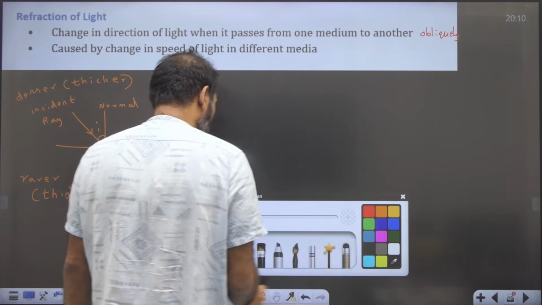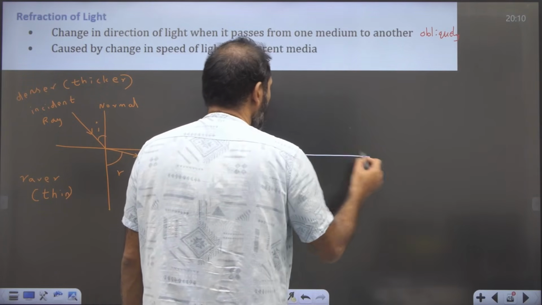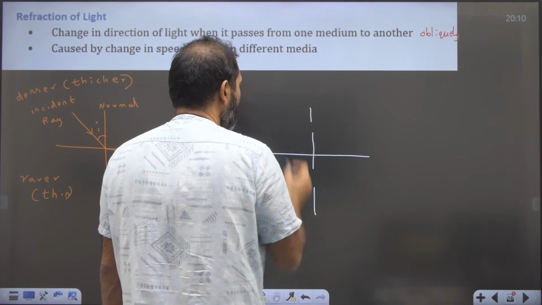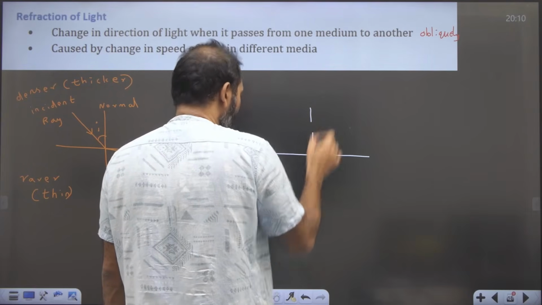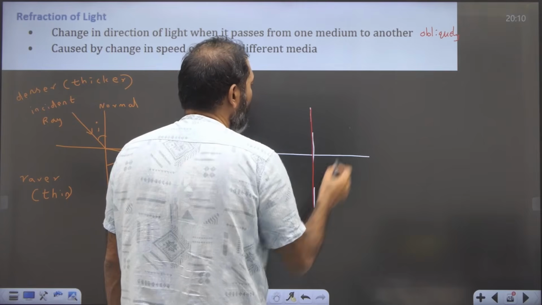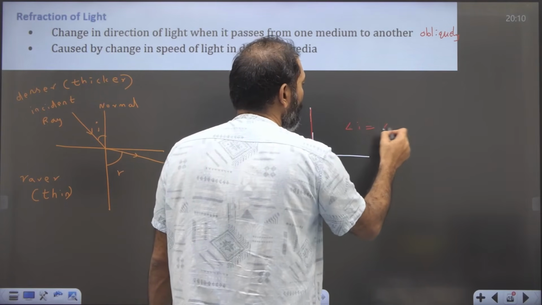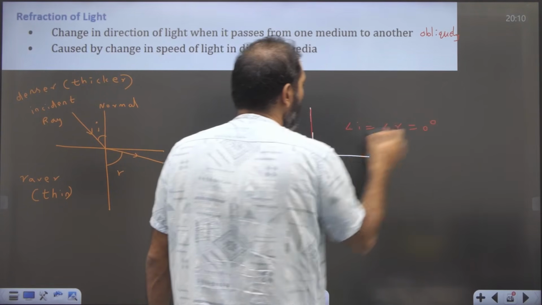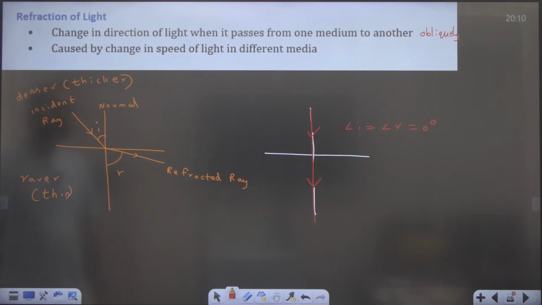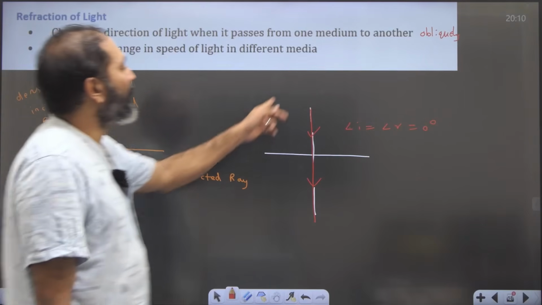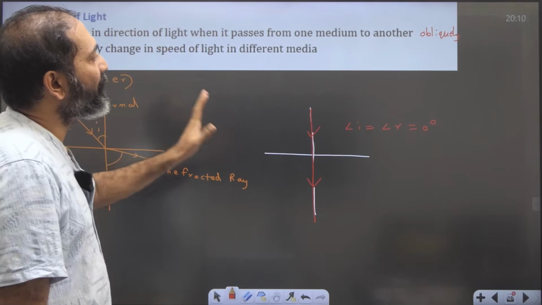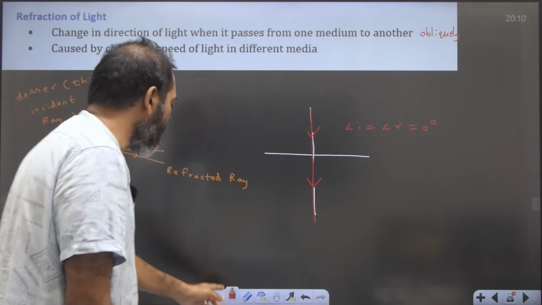Why am I so particular about that correction? Suppose a light ray falls along the normal. Now what happens? Angle of incidence is equal to angle of refraction is equal to 0 degree. There is no refraction. Why? Because the light ray is passing through the normal. For refraction to happen, the light ray should fall obliquely. Obliquely means at an angle.